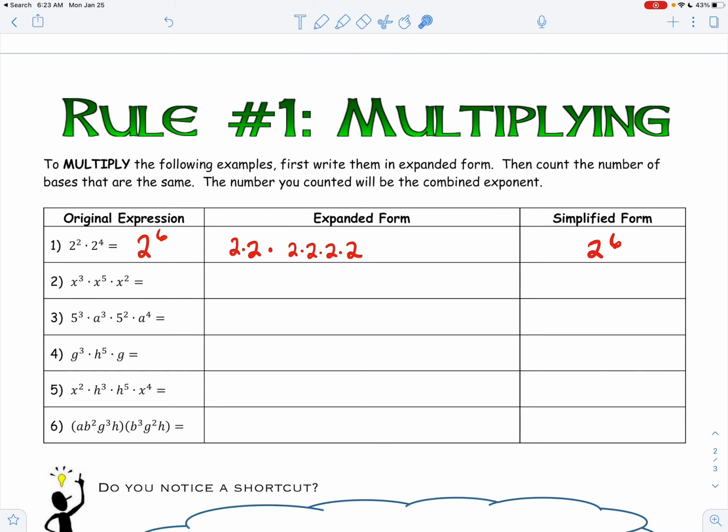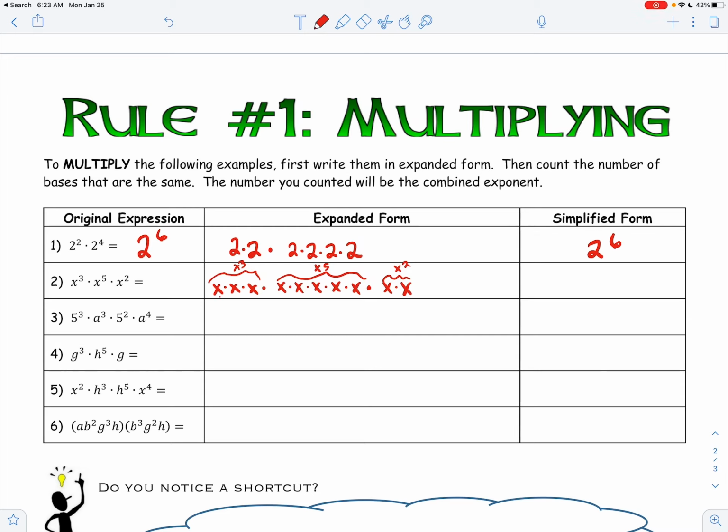Let's go to the next one, where we have x cubed times x to the 5th times x squared. We can write this as x times x times x, and then times x times x times x times x times x times x times x. So this is representing the x cubed part. This is representing the x to the 5th part. And then this is representing the x squared.